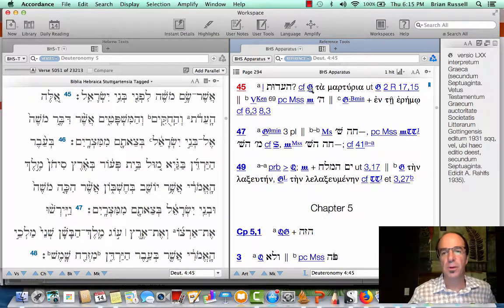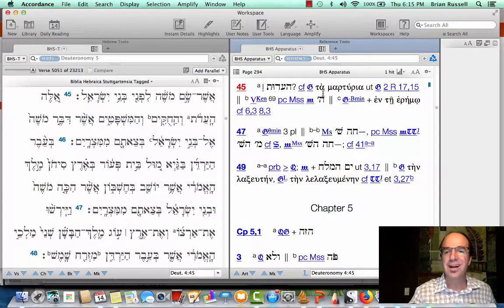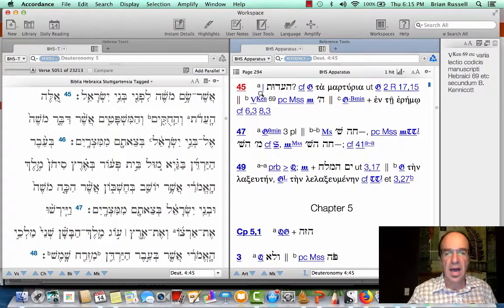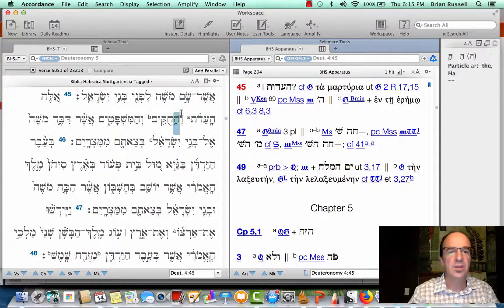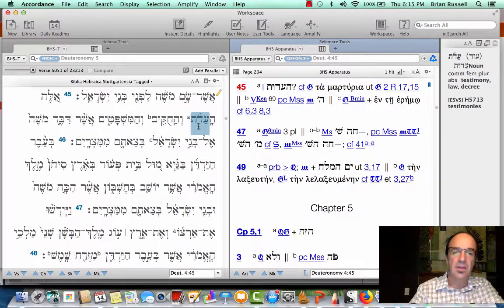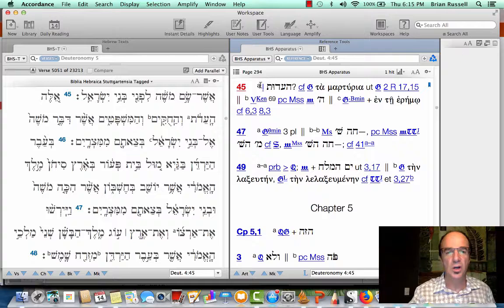And you're suggesting that you compare the Septuagint, which has ta marturia, the witnesses of the testimonies, along with some other evidence. So the editor is suggesting, with some question mark, that you would go ahead and read this as a plural. Again, this could simply be in the Masoretic tradition. This word could have been written defectively. This could have been a kibbutz there instead, and that would have given you the ha'adut. And so they're suggesting that you would change and read this with the support of the Septuagint.